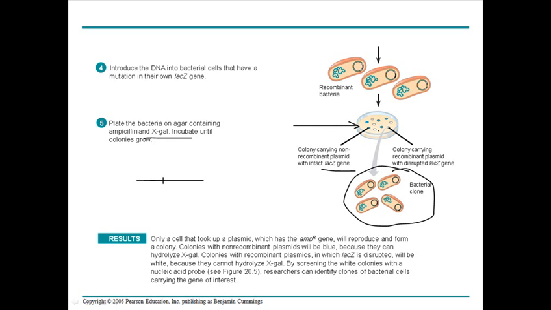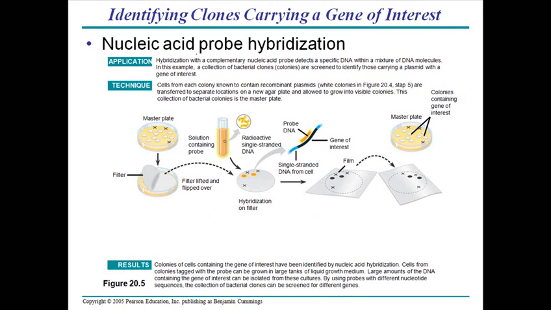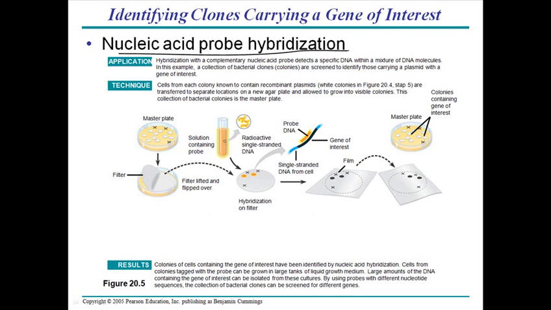So that's why it's not always a good idea to use white-blue screening, because it is too rare to have a restriction endonuclease site in between the lacZ gene. So we use other techniques, like nucleic acid hybridization. So what is called nucleic acid probe hybridization? Before going to that, let's talk about the probe.